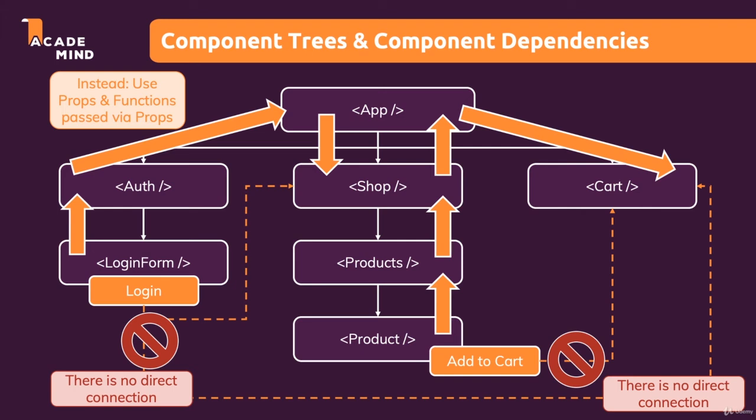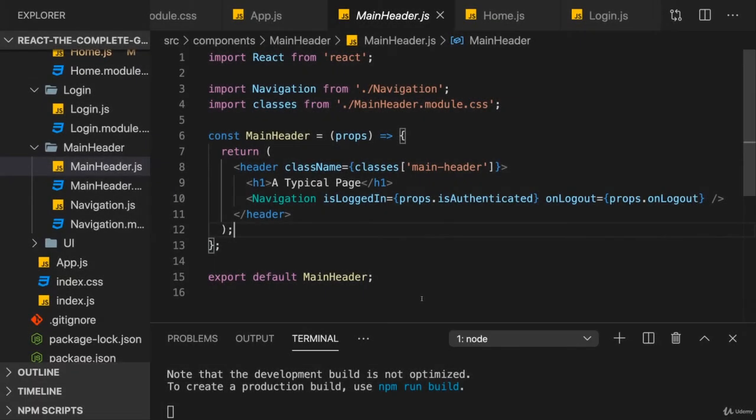And therefore, we would forward a pointer to the add to cart function through all those other components, the shop component and the products component, even though those components probably don't need that function. They only need it so that they can forward it to the product component in the end. So in the end here, we have the same problem I described here, just on a larger scale. Here it's a very simple app, but even here we are forwarding data through the main header to the navigation component on props we receive in the main header, even though we don't really need the data there.